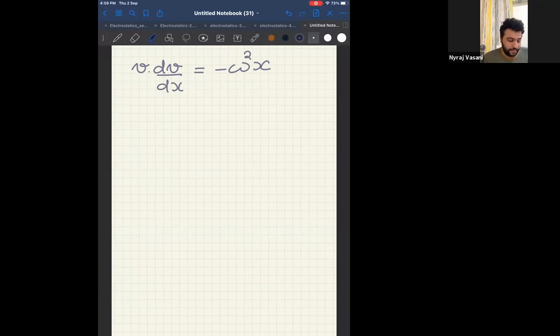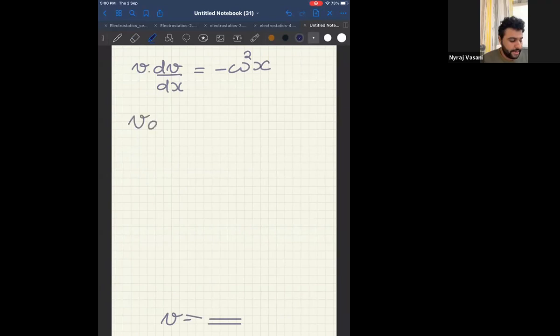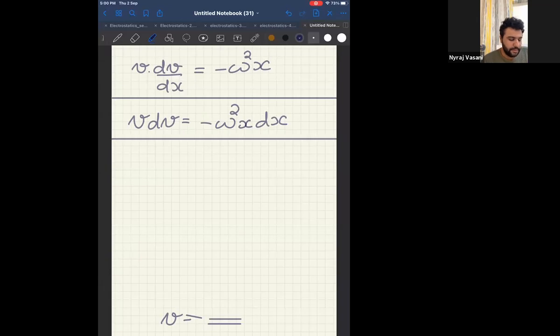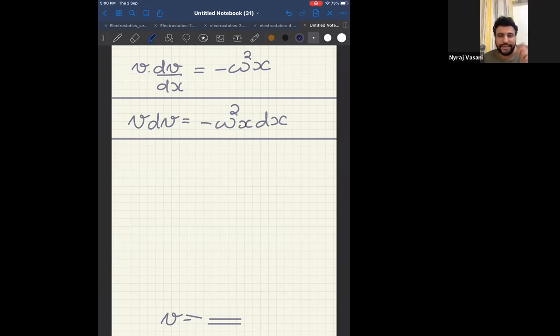What do I want? I want V. Now listen to me carefully. I can write V dV is equal to minus omega square x dx. I kept V terms on one side and x terms on the other side. Now continue. So V is equal to minus omega square x dx upon dv. Yes, but still I have dx, still I have dv.